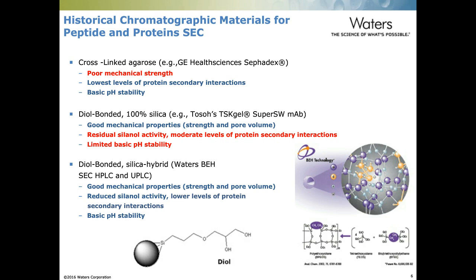Somewhere in between these two particles in terms of secondary interactions and basic pH stability are the Waters BEH bridged ethyl hybrid particles. These particles have equivalent mechanical properties to silica in terms of strength and pore volume, but they have reduced silanol activity and significantly higher basic pH stability.